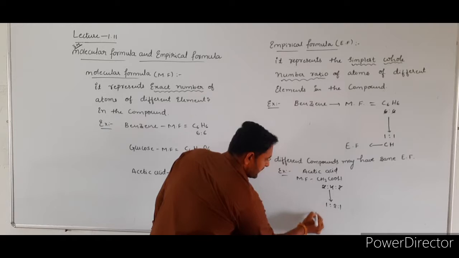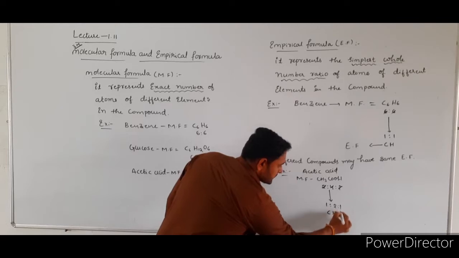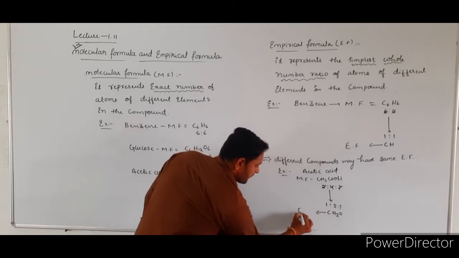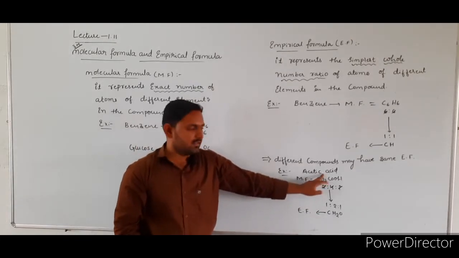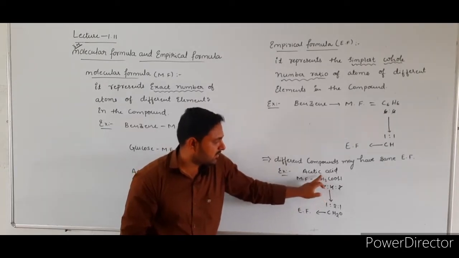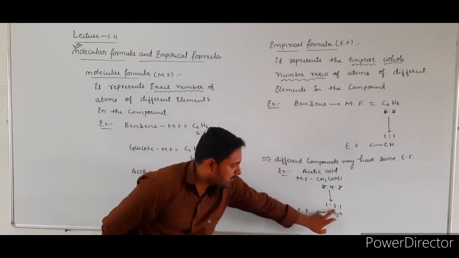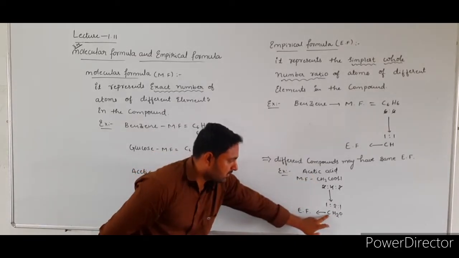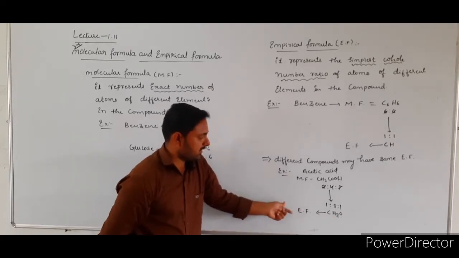That means what is the empirical formula? How many carbon atoms are there? 1 carbon atom, 2 hydrogen atoms, and how many oxygen atoms? 1 oxygen atom. This is the empirical formula of acetic acid. The molecular formula represents the exact ratio of atoms present in acetic acid. The empirical formula represents the simplest whole number ratio of atoms present in acetic acid. See here, for 1 carbon, how many hydrogens are there? 2. How many oxygen atoms are there? 1. This is the empirical formula.